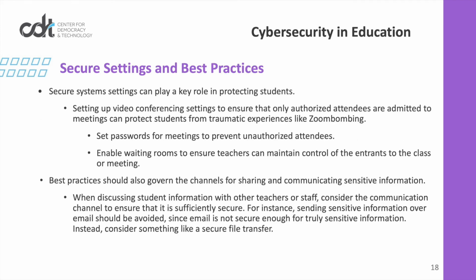Reviewing and changing settings for third-party software and applications, like video conferencing, as well as being mindful about information sharing best practices, are other important ways to protect student information and school systems. For instance, with video conferencing, enabling secure settings like passwords on meetings and waiting rooms can help protect the participants of those meetings from things like Zoom bombing. Also, this can ensure that any information shared in the meeting is only heard by people authorized to hear it, since interlopers can't access the meeting without the password.